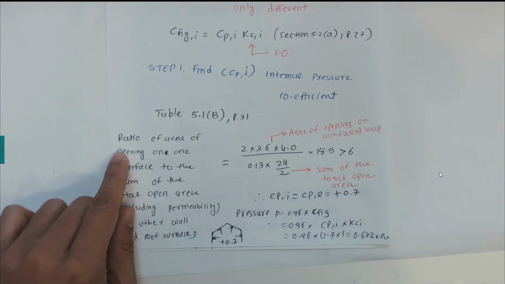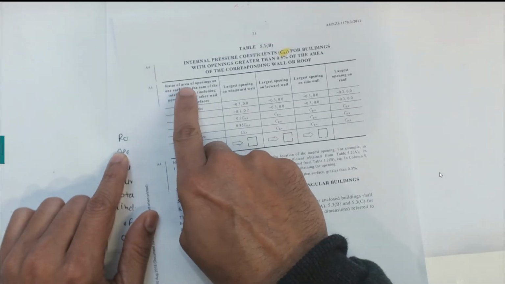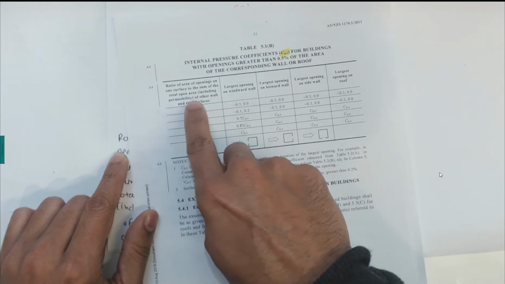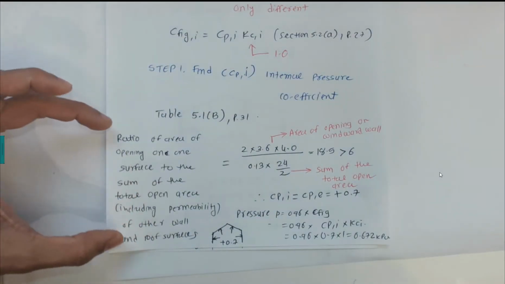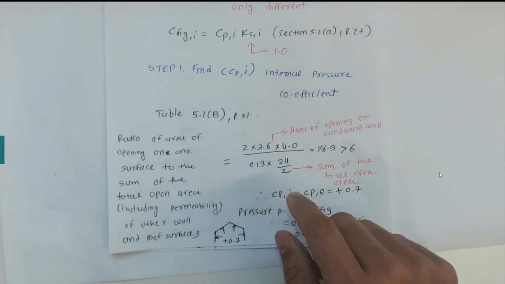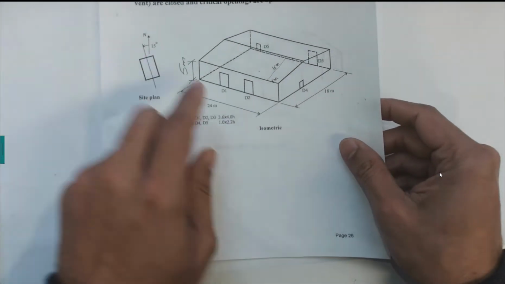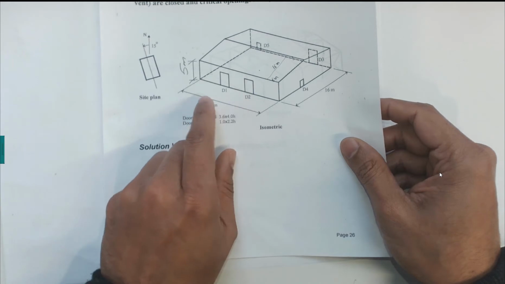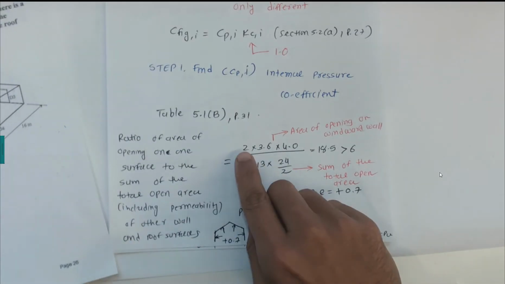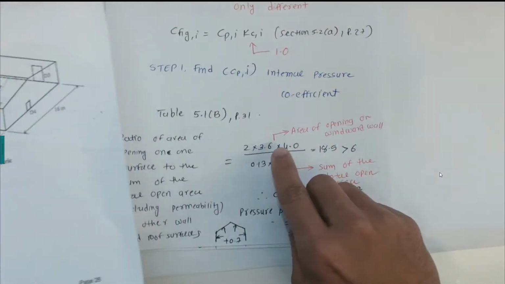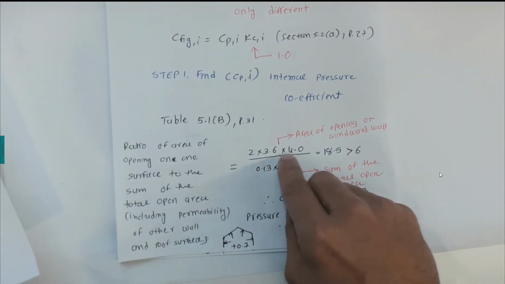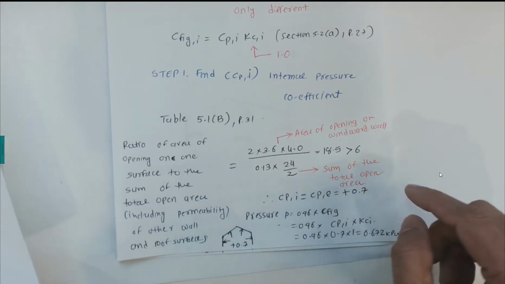In that case we have a quick note here: the ratio of the area of the opening on one surface to the sum of the total open area, including the permeability of the other walls and roof surface. I have written exactly the same thing here to explain. For case number 1, doors D1 and D2 are open on the windward wall, and door D1 has dimensions 3.6 by 4 meters. We have two doors, so two times 3.6 times 4, the dimensions of the door, divided by the sum of the total open area.